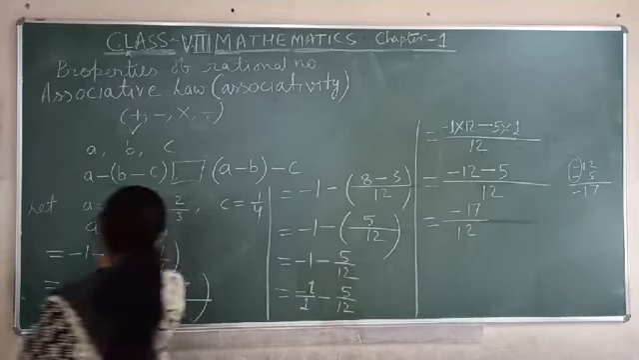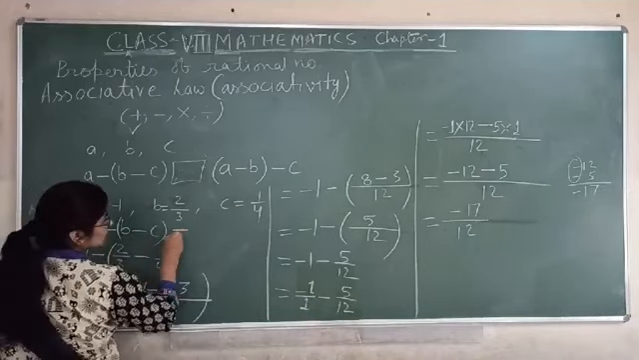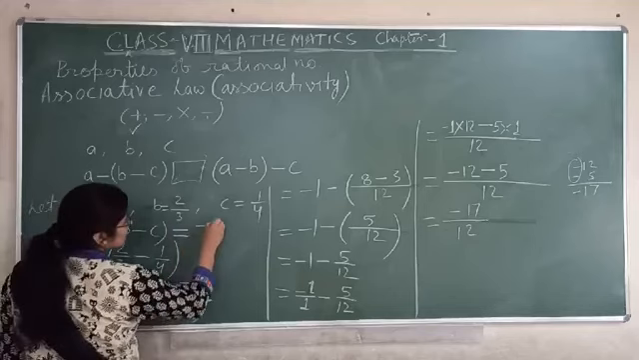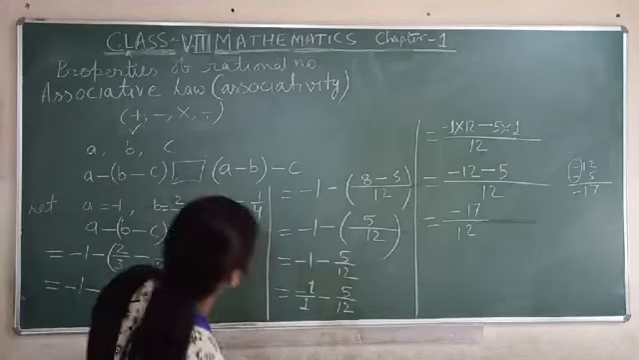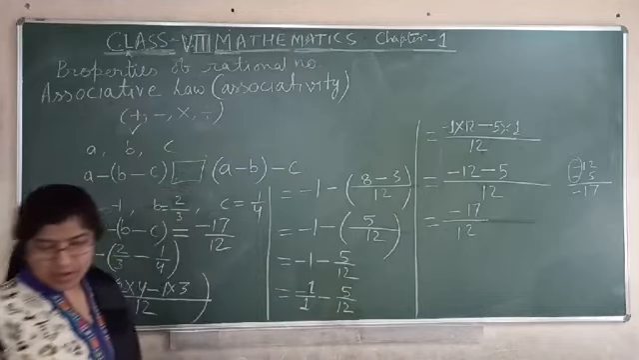When you calculate this one, A minus bracket B minus C, you are getting minus 17 upon 12.